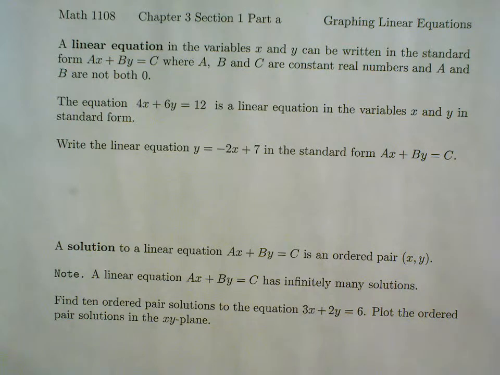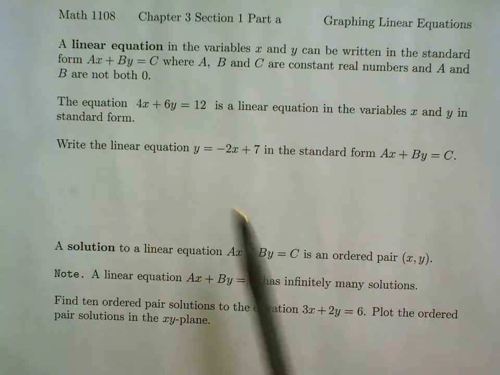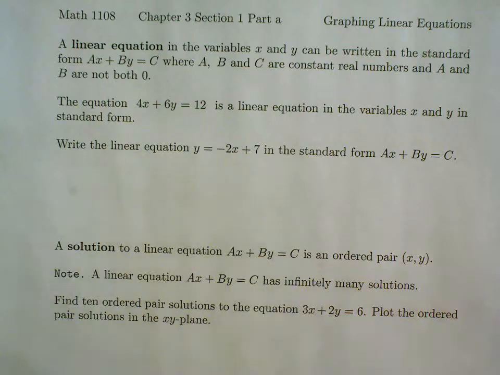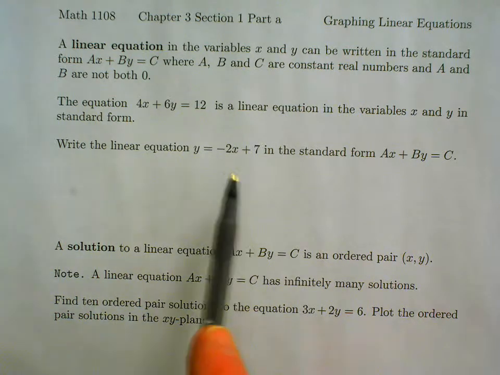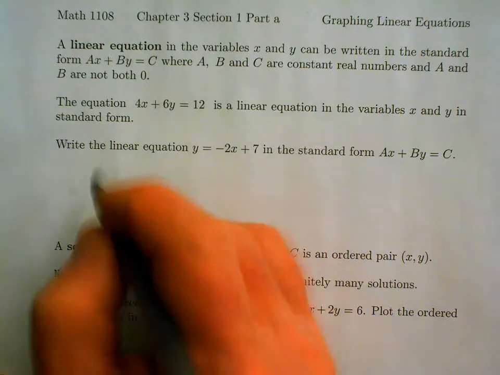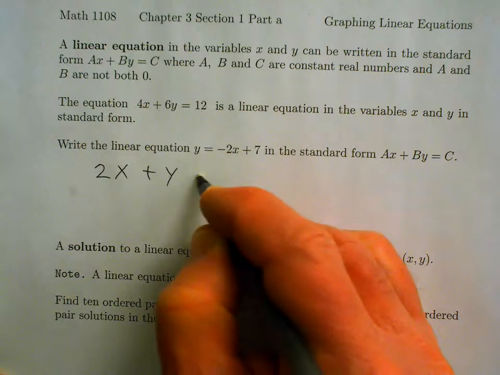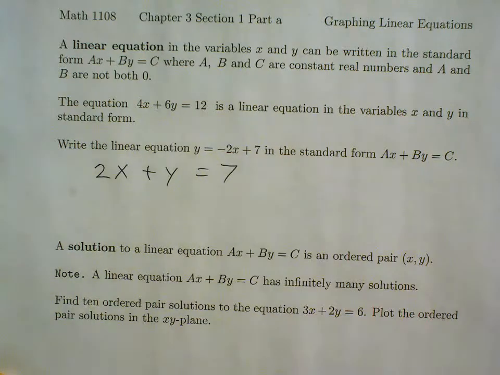So we want the y term and the x term on one side of the equation and the constant real number on the opposite side. So how can I get this equation into standard form? Yeah, if we add 2x to both sides, so add 2x to both sides, we get the standard form.